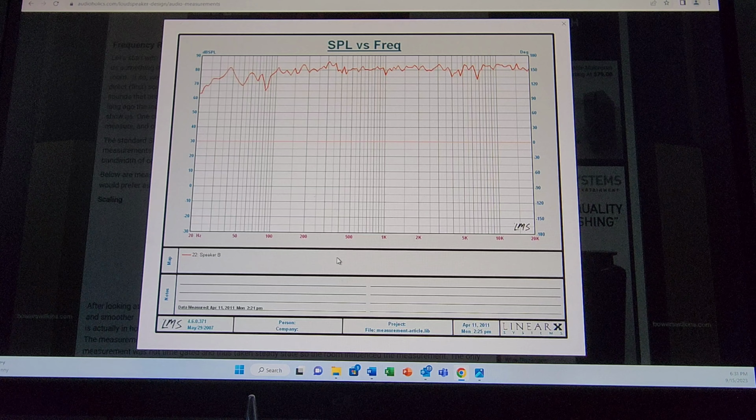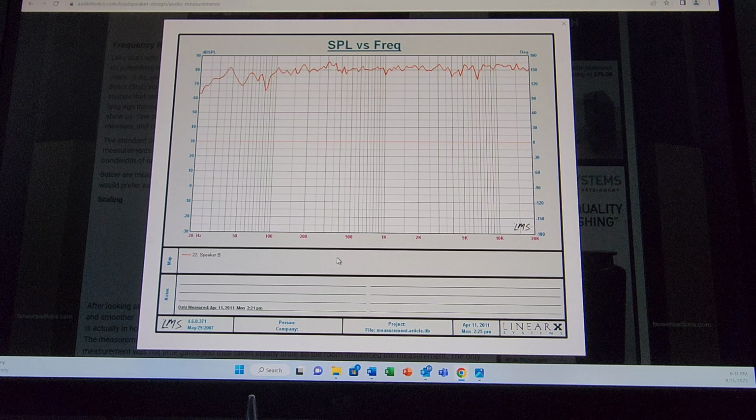So does this matter, first and foremost? What does it mean? And how does the room affect what we're actually seeing here on the graph? Okay, now I'd like to share with you two different charts. We're going to start with the one over here on the right.